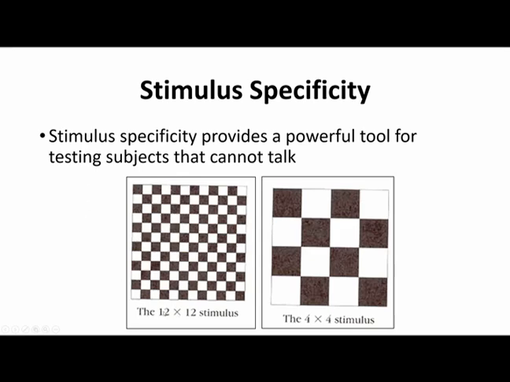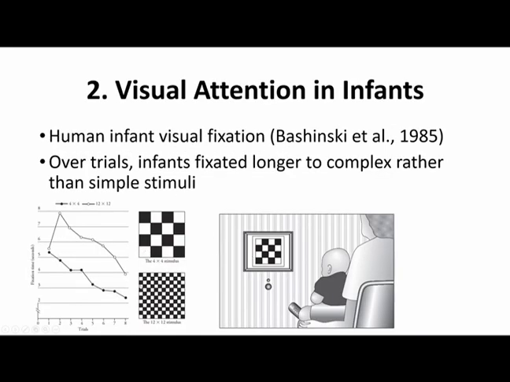So in this experiment, they have a 12 by 12 checkerboard stimulus and a 4 by 4 stimulus. So one is more visually complex than the other. And then we can use that idea of stimulus specificity that we just talked about with our lemon and lime juice example, and we can see how long they stare at one versus the other. So if I hop back here, we can look at this graph showing how long they stared at either of these stimuli over number of trials.